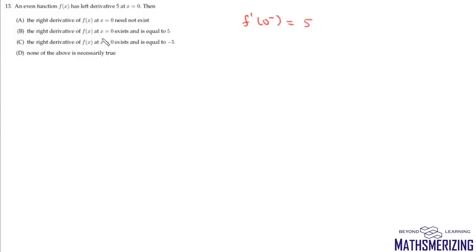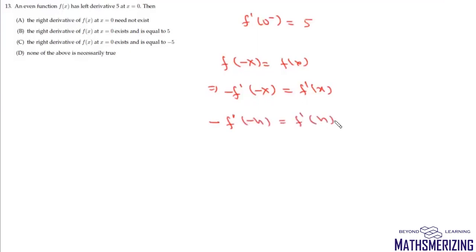Now we need to find its right hand derivative. We know that a function is even if f of minus x is equal to f of x. Now we'll differentiate this function. We can write f dash of minus x into minus 1 is equal to f dash x. Now we'll replace x with 0 plus h, then we can write minus f dash of minus h is equal to f dash of h. Now this is f dash 0 negative and this is f dash 0 positive. So f dash 0 positive will be minus f dash 0 negative, which is the left hand derivative, and it is minus 5. So the right hand derivative of f(x) at x equals 0 will be minus 5, and that's your option number C.